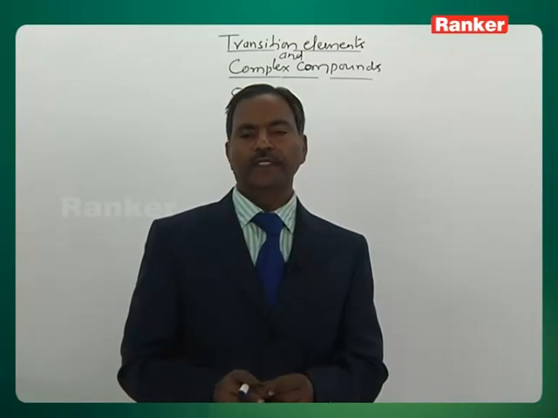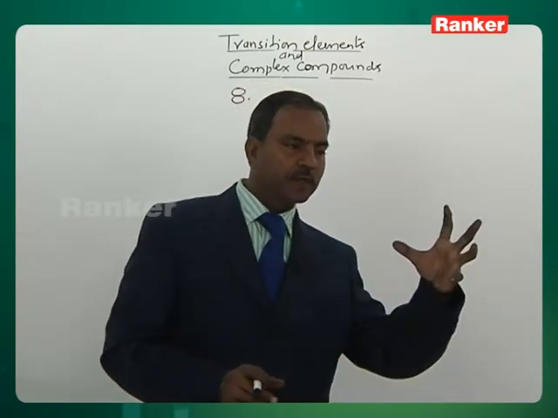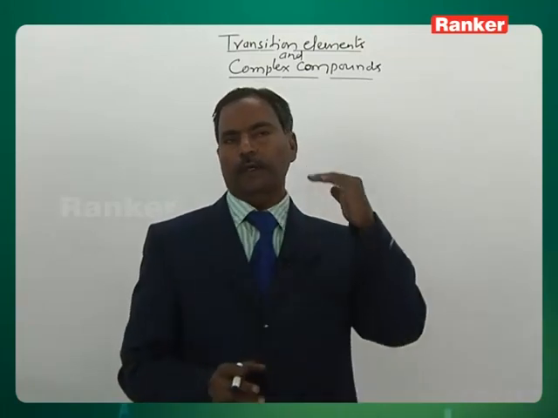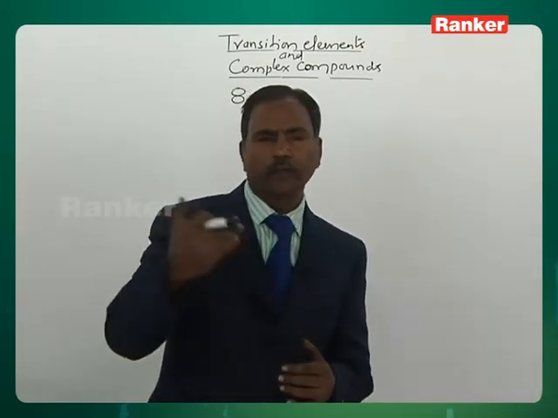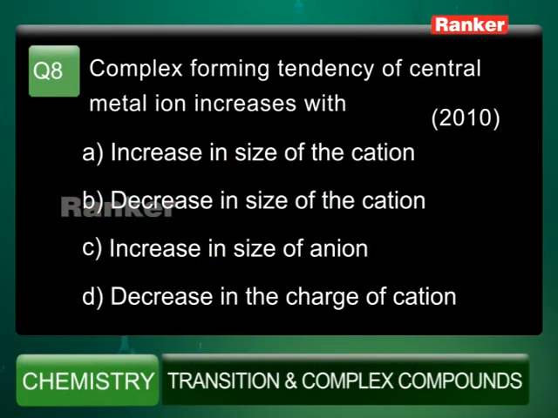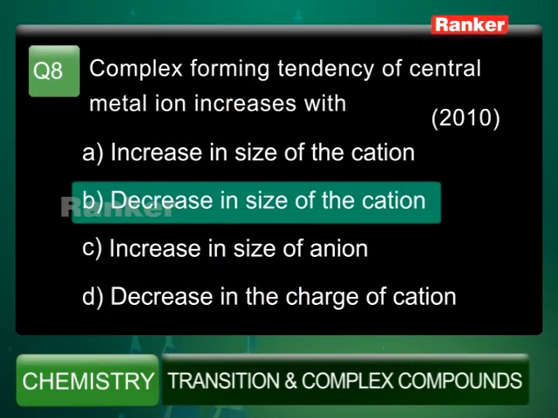So, decrease in size of the cation. Once cation size is decreasing, charge density will be increasing. Then that particular metal ion is highly capable of forming the complex. So option B is the answer. Question number 8, answer is B.